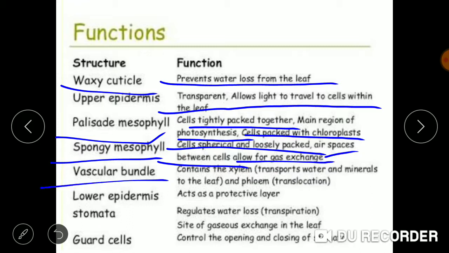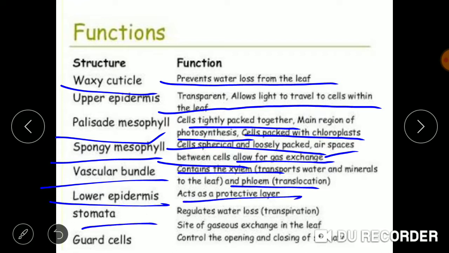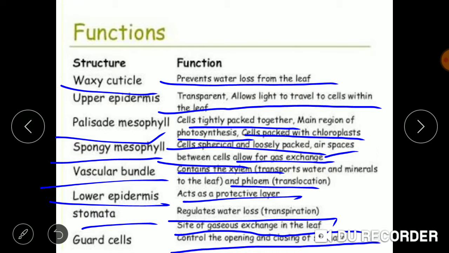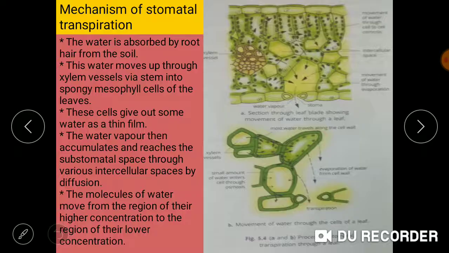Vascular bundle consists of xylem and phloem. Xylem tissue is responsible for transport of water and minerals, while phloem is responsible for transport of food. Lower epidermis acts as a protective layer, while stomata help in the process of transpiration, the loss of water in the form of water vapor, as well as gaseous exchange in the leaf. Stomata consist of guard cells which are responsible for opening and closing of stomata. Now we will study the mechanism of stomatal transpiration.